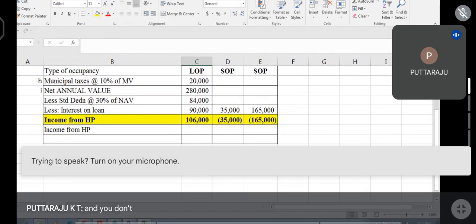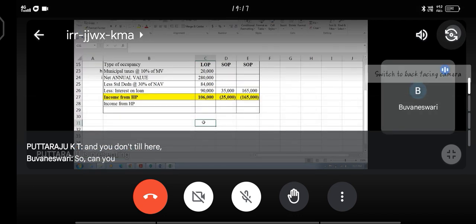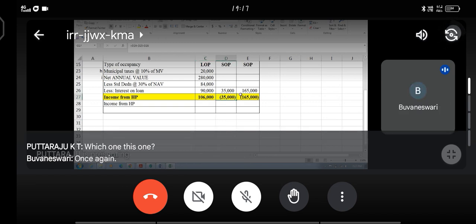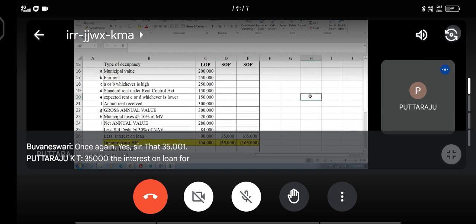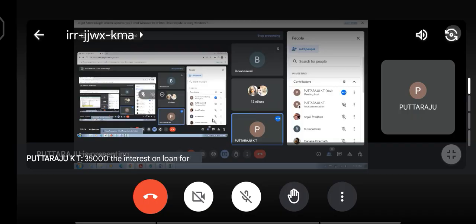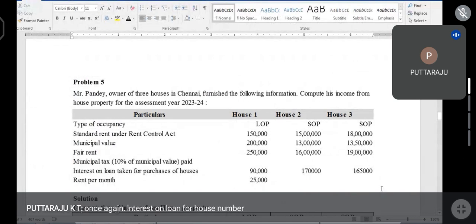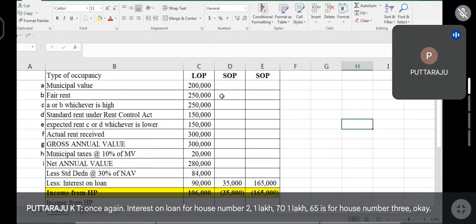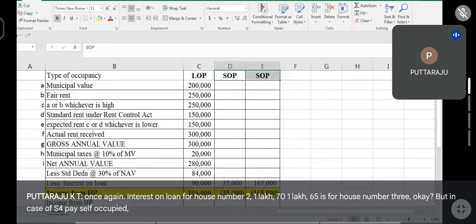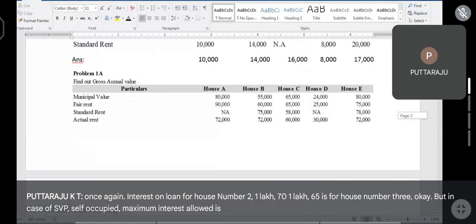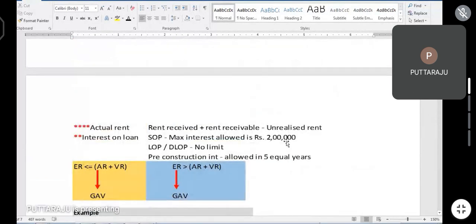Any doubt till here? Can you explain that after interest on loan? Which one? This one? Yes, sir. The 35,000 and 1 lakh. Interest on loan for house number 2 is 1,70,000. 1,65,000 is for house number 3. But in case of SOP, self-occupied, the maximum interest allowed is 2 lakhs.